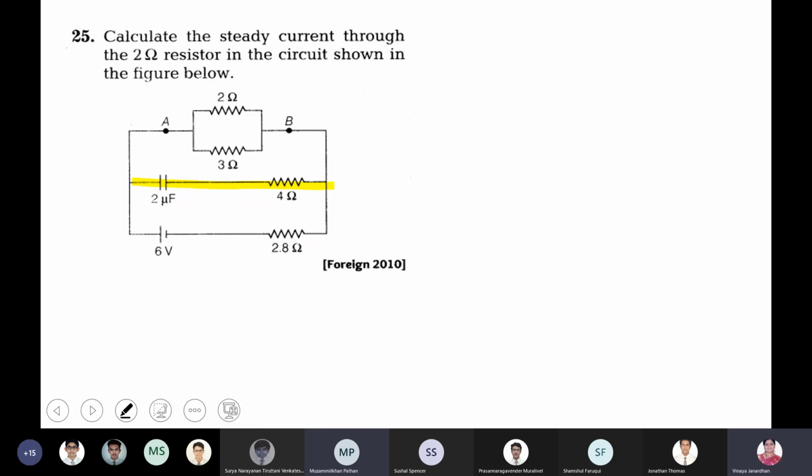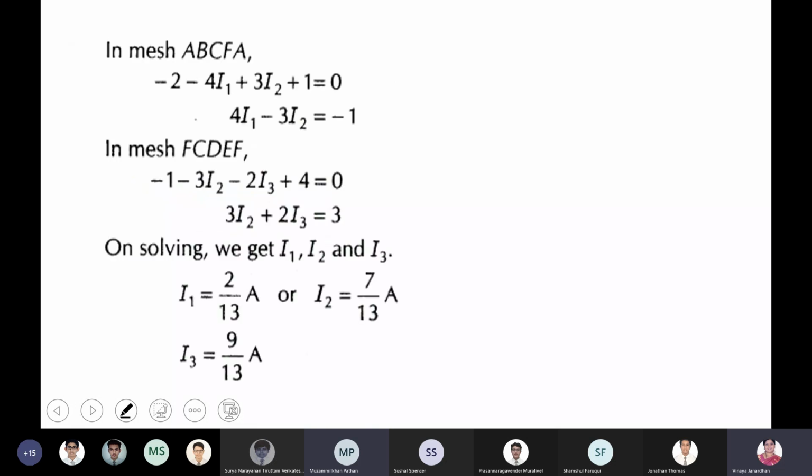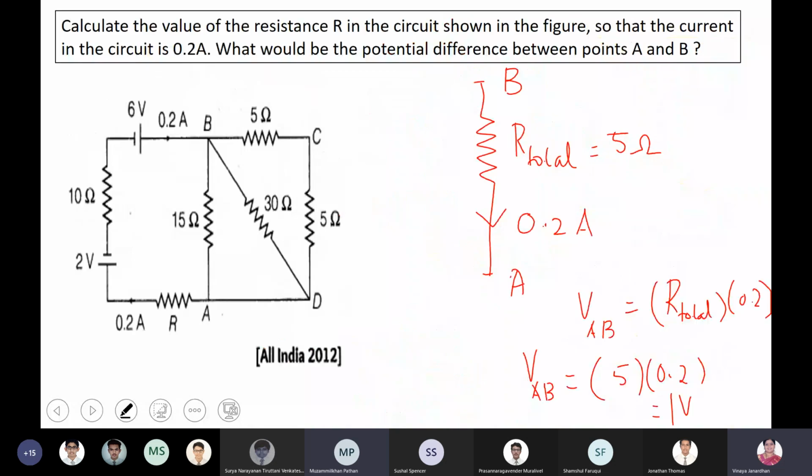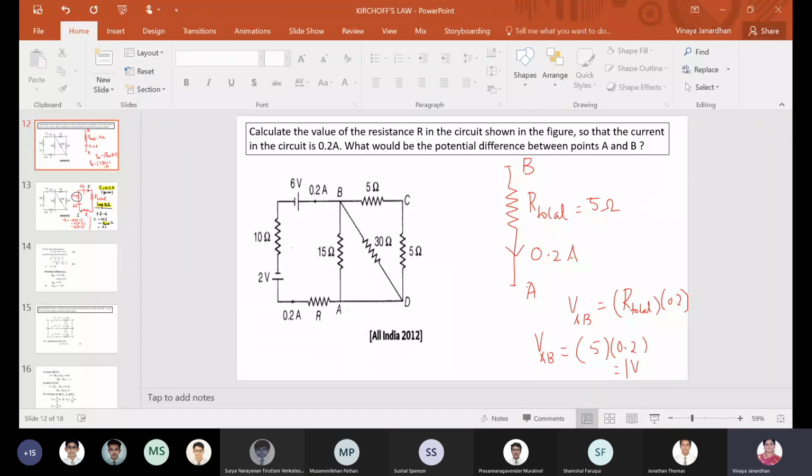Ma'am, I have a doubt in the previous question. For the potential difference between A and B, you took the current all the way from A towards the left side. Why is that? I think there is a problem, sorry boys.